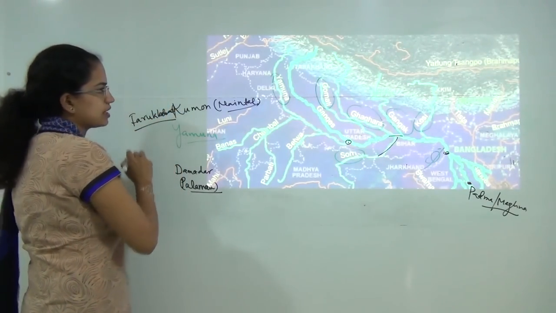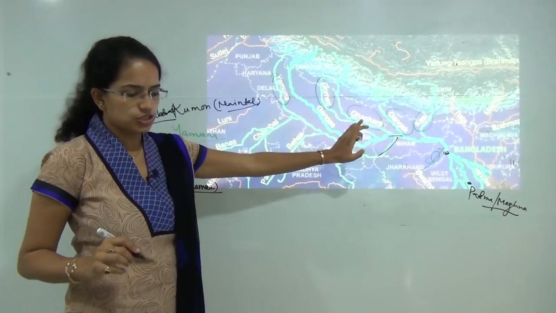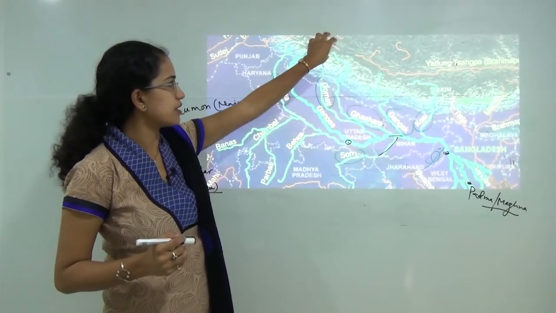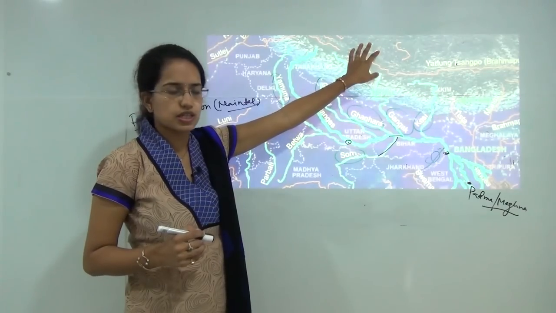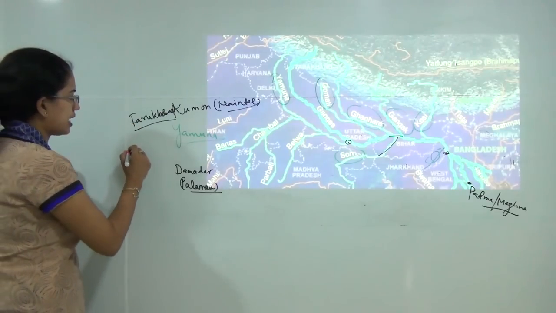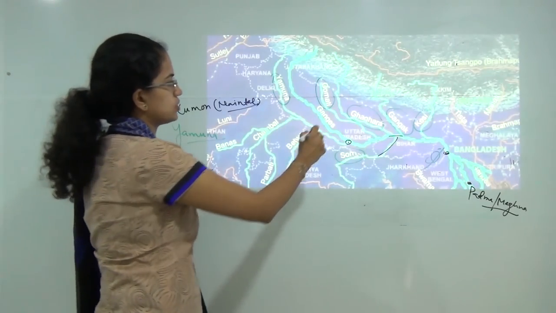So that's Ram Ganga. The next here is Ghagar. Ghagar originates east of Gangotri. So you have Gangotri Glacier here. East of Gangotri would be the origin for Ghagar. And Ghagar joins Ganga at Chapra. So you have Ghagar joining at Chapra.